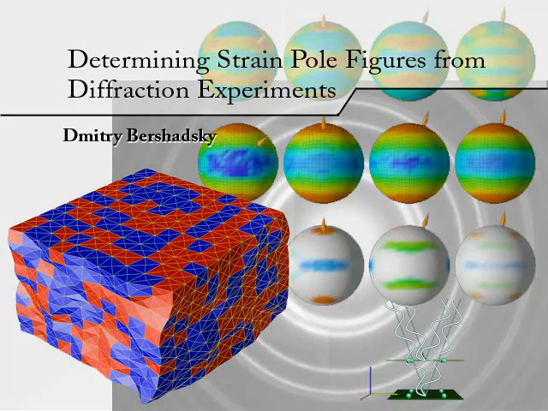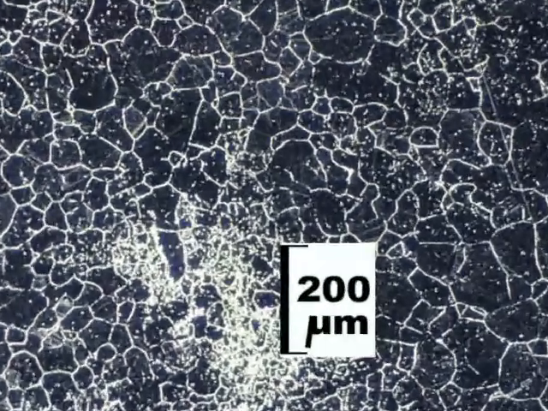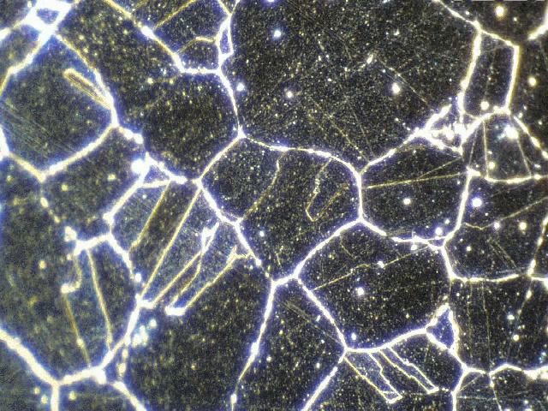This animation describes the process of determining strain pole figures from diffraction experiments. Most metallic samples appear homogeneous on the level of 100 millimeters. As we zoom in further, we begin to see inhomogeneity. At the scale of 100 micrometers, individual grains are clearly visible.